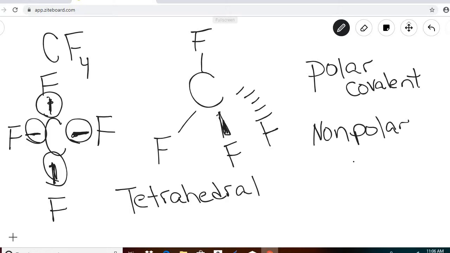In a tetrahedral molecule, the fluorines are going to have a greater pull on those electrons than the carbon because they're farther to the right than the carbon on the periodic chart. However, the pull of those fluorines is equal in all directions, and therefore that makes this a nonpolar molecule. Okay, then we will look at number 1B.